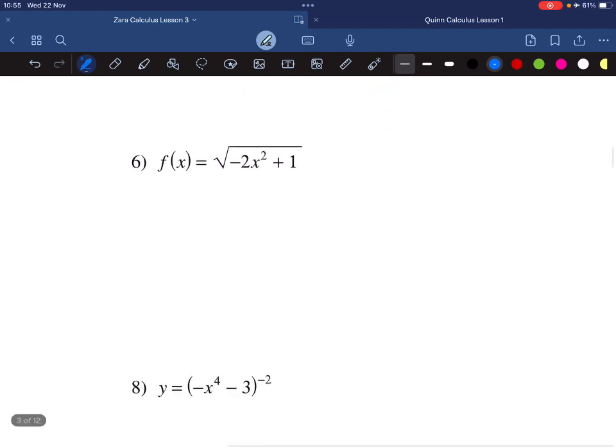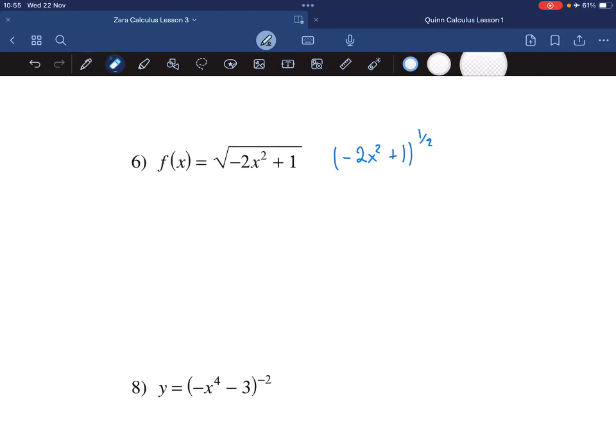Next one. Step 1, rewrite this. Square root, how can we rewrite that? Well, it's going to be minus 2x squared plus 1 to the power of a half. And we'll change the colours around just so you can see it a bit more clearly. Same rules apply.